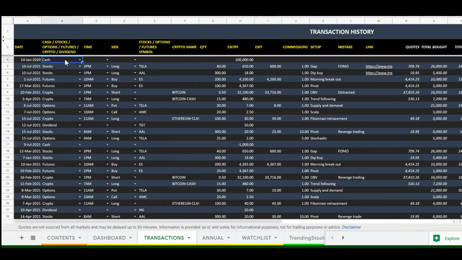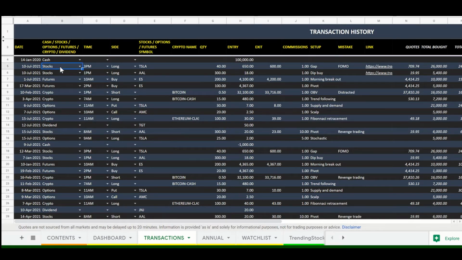For this one, you type or use the pull down. You use cash, stocks, options, futures, crypto, or dividend. So for deposits, you put cash and you put your entry price as a positive number. For withdrawals, you put cash but a negative number. Now for dividend, you put dividend, and put the number.